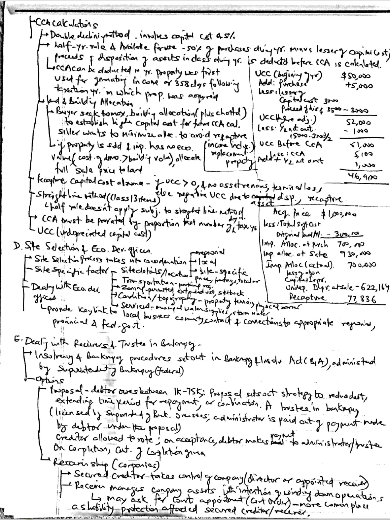Sellers' and buyers' perspectives on how this allocation occurs are usually different owing to tax implications arising from the determination. The allocation of purchase price between the land and the building is a key negotiating point in many commercial transactions. The buyer seeks to maximize the building allocation plus the chattels associated with the sale to establish a high capital cost for the future CCA calculation. The seller wants to minimize the allocation to avoid recapture.